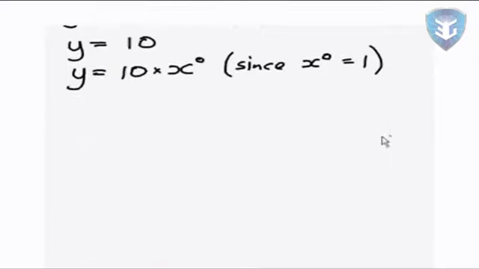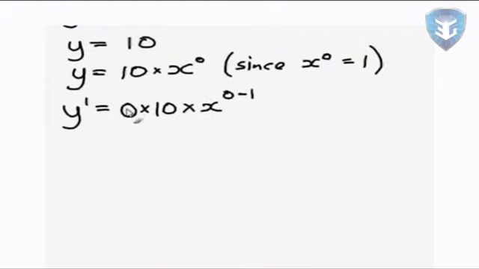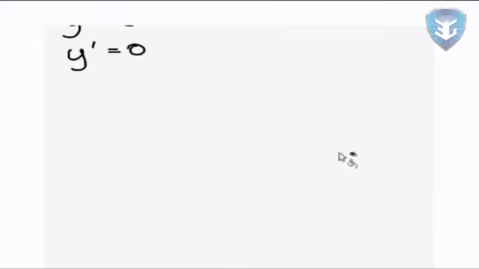So now we can use that same derivative rule which we've used before. So y dash is going to equal, well, we put the 0 out in front, multiply that by the 10, multiply that by the x, and we reduce the power of x by 1. Now this is pretty simple. When you multiply anything by 0, the answer is 0. So what we've just shown is that when you find the derivative of a constant, which doesn't have any x's in it or anything, the answer is 0.